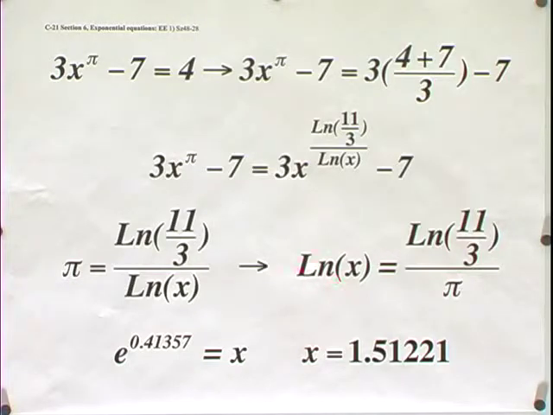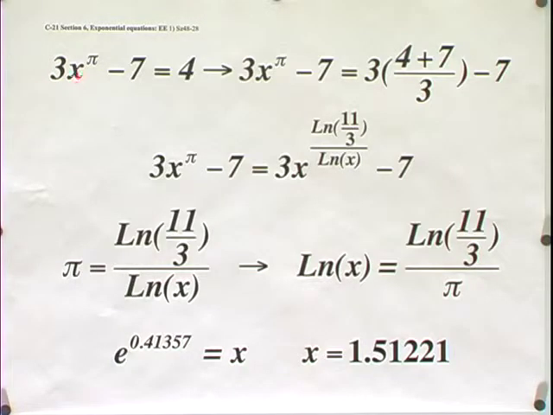This exponential equation is the same as this log equation, only the inverse is taken. This is the base e. Ln represents the base e. This means base e raised to this power is equal to x. When I evaluate this on my handheld calculator, it has that function. x is 1.51221. In other words, about 1.5.